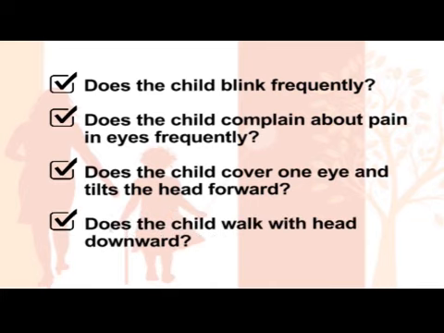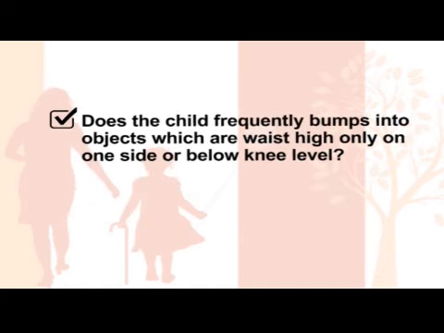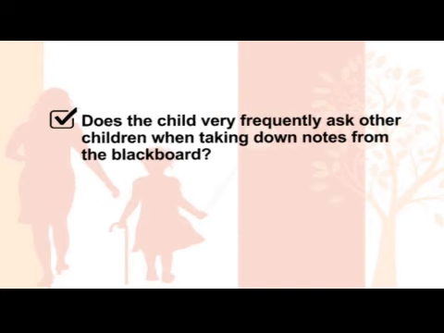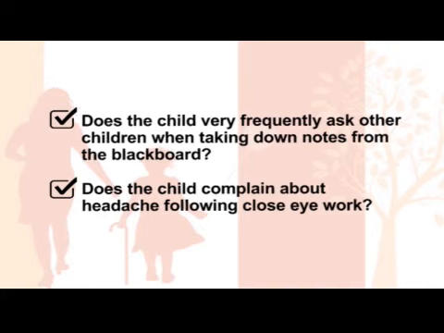Does the child walk with head downward? Does the child frequently bump into objects which are waist high only on one side or below knee level? Does the child keep books very close to the eyes for reading? Does the child very frequently ask other children when taking down notes from the blackboard? Does the child complain about headache following close eye work? If the response to at least 4 items is yes, the child is suspected to have visual disability.